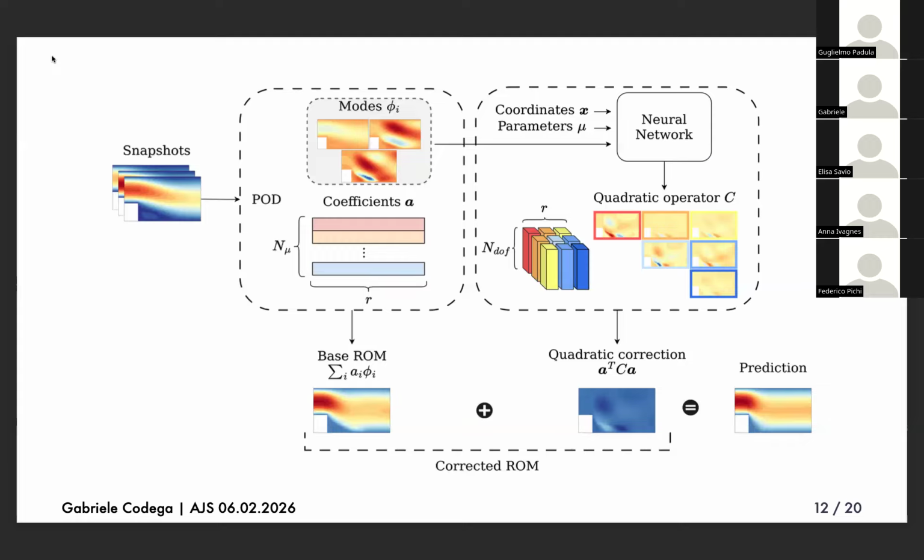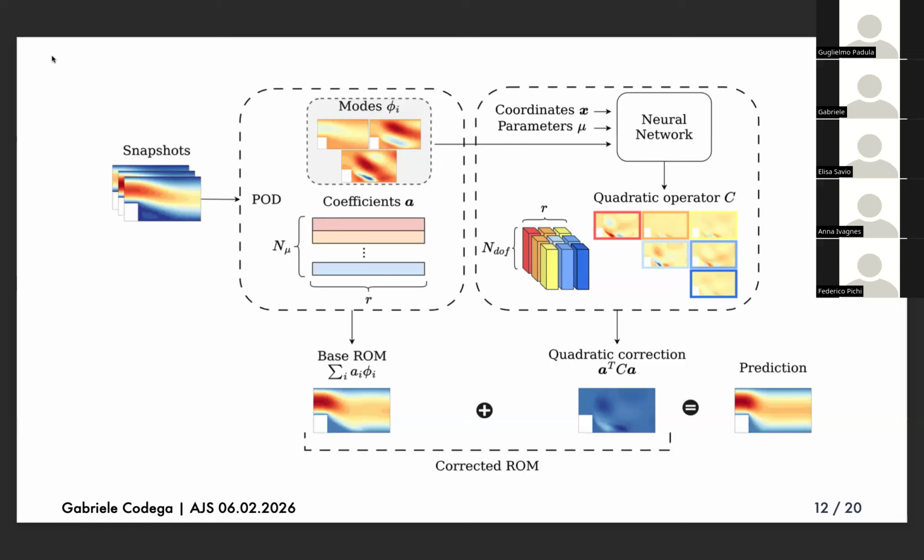In this case, we have six entries for the quadratic operator, because we're building POD with three modes. So you have, in principle, 9 combinations of 3 modes with 3 modes, but it's symmetric because of the commutativity of the product.